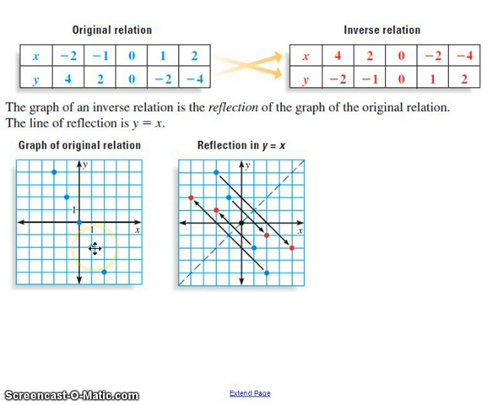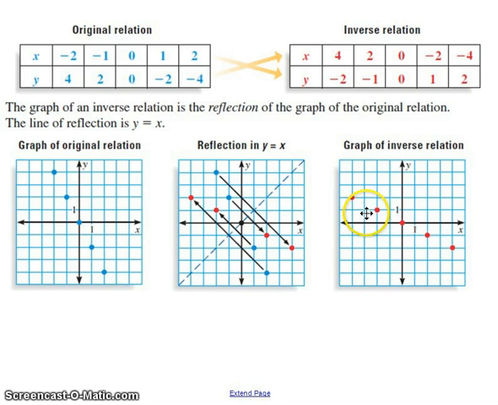And those that originally were on the, let's call it the bottom right side of that 45-degree line, they actually end up on the top left side of that 45-degree line. So every one of these is mirrored over, and this graph here is the graph of that inverse.